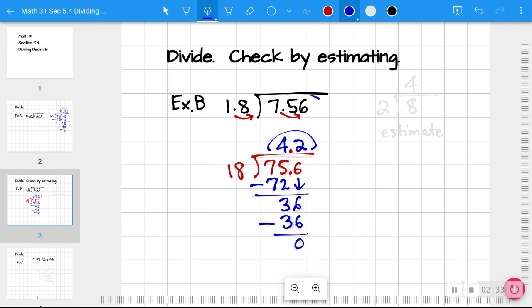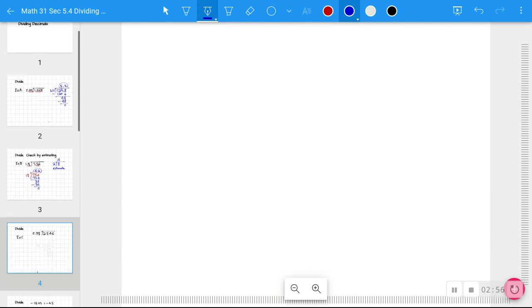Now to estimate, you give an estimate of the dividend, which in this case is close to 8, and the divisor, which is close to 2, and 8 divided by 2 is 4. So we estimate that the answer would be close to 4. And 4.2, the actual answer, is indeed pretty close.